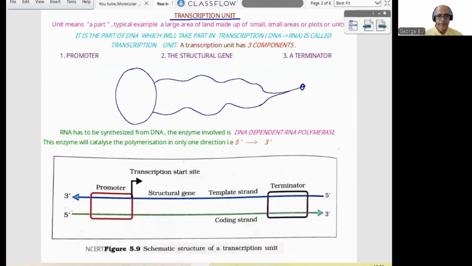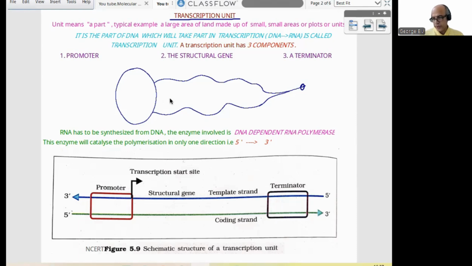Now, transcription unit. What is meant by the term unit? Many areas we can find unit. So unit means a part. A typical example is a large area of land made up of small areas or plots or units. Now, as a continuation, the part of DNA which will take part in transcription, DNA to RNA, is called the transcription unit. And the transcription unit has three components. One is promoter, second is structural gene, third is terminator.